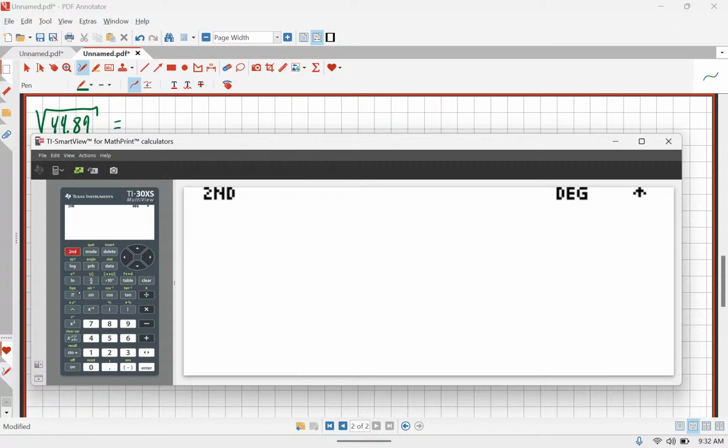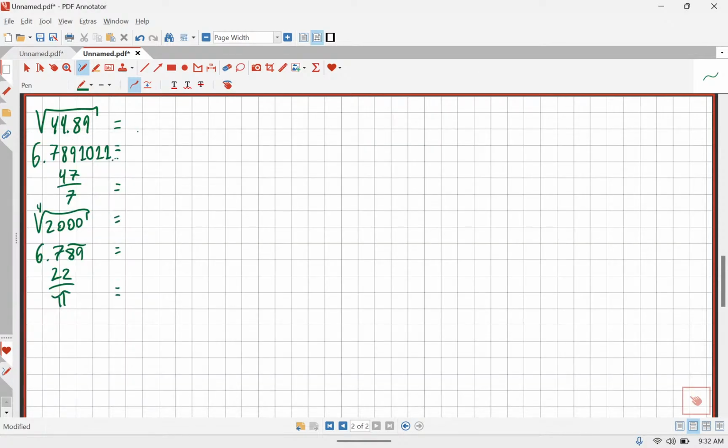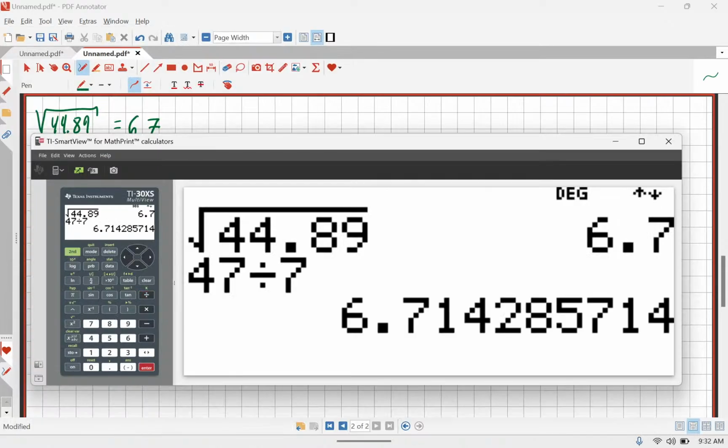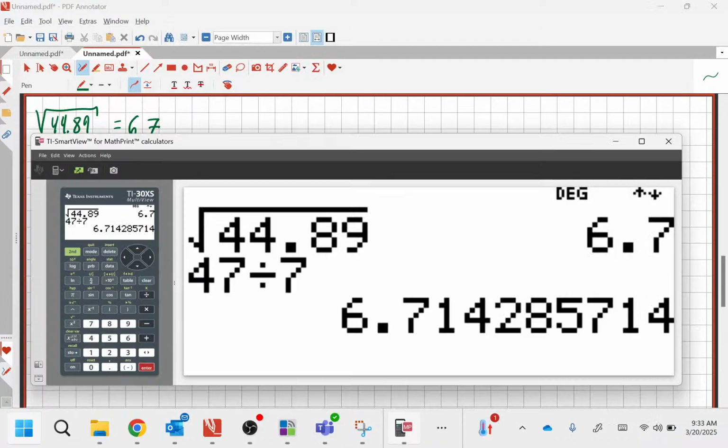So the square root of 44.89 is 6.7. This would be 6.7, 8, 9, 10, 11. 47/7 is 6.71428. Again, I don't round these. I just write down as many decimals as I can, and then I'll add more decimals later if I have to. The fourth root of 2000.